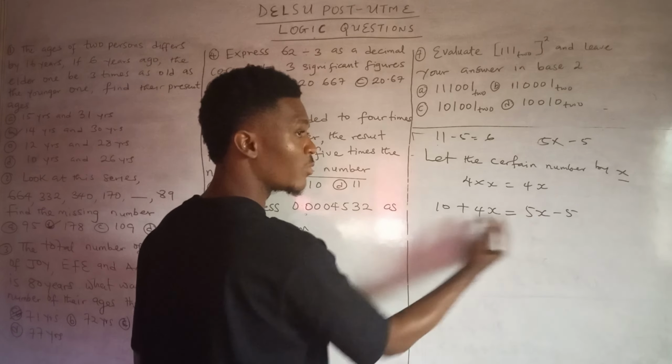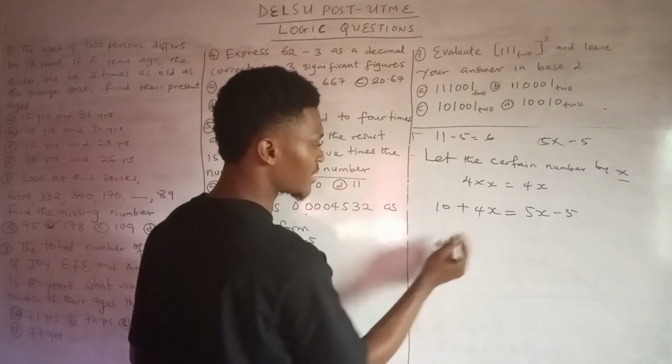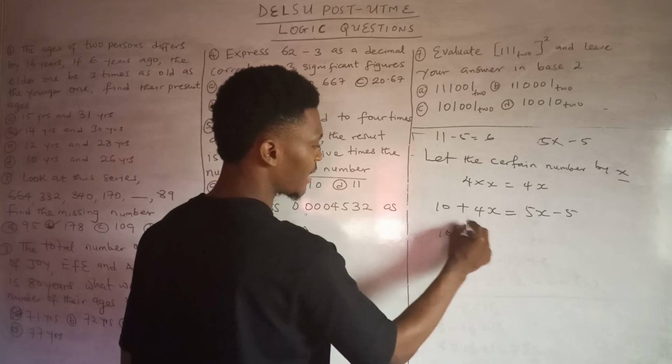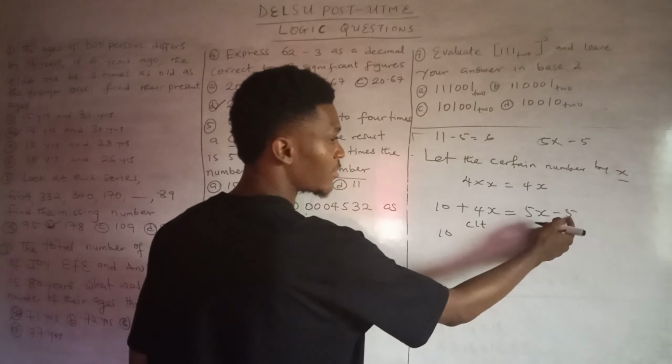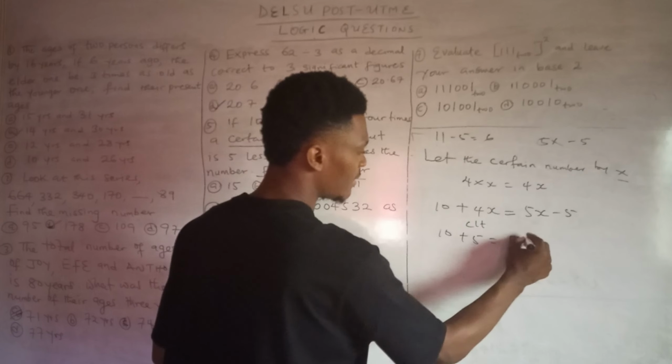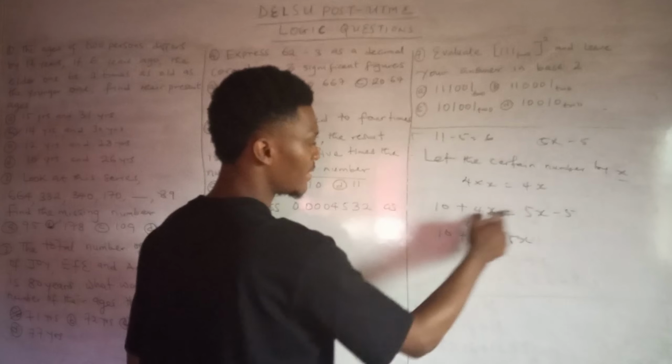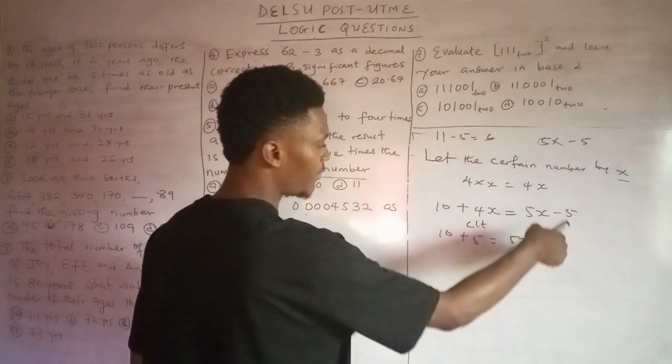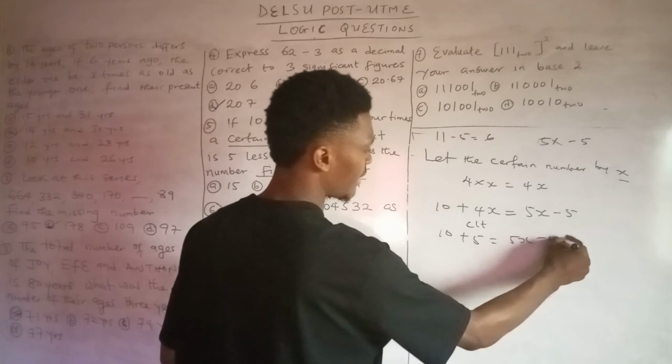So moving the numbers to one side and the ones with letters to one side. So that becomes 10, that's collection of like terms. Then minus 5 crossing to the other side should be plus 5 equal to, we are left with this. When this minus 5 left, we are left with this. So plus 4x moving to the other side turns minus 4x.